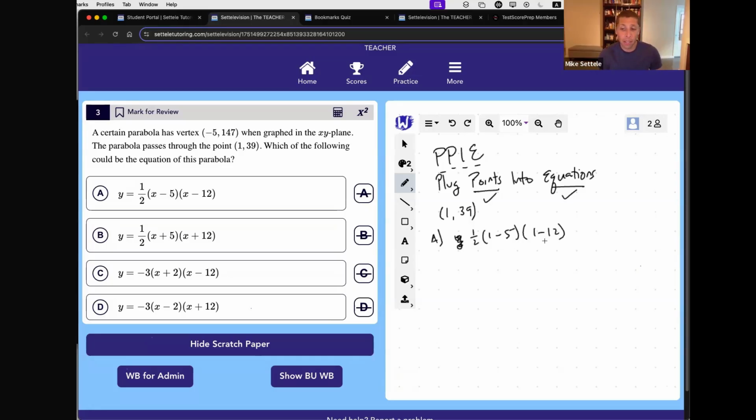Now, I wouldn't write this on my scratch paper if I was doing an SAT, because that I can probably do in my head, but I would write maybe this, 1/2 of -4 times -11, right? I would do the little bit of math, and okay, 1/2 of -4 is -2. -2 times -11 is 22. But I need it to be 39, so I know that that point does not work in that equation. So boom, that choice is gone.